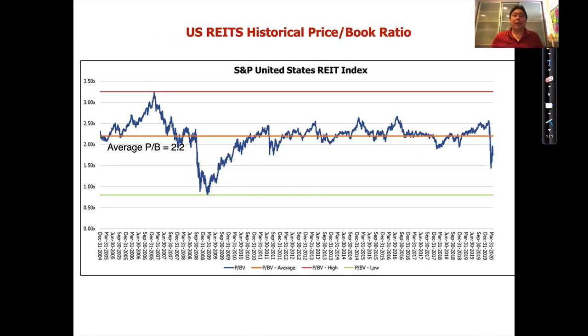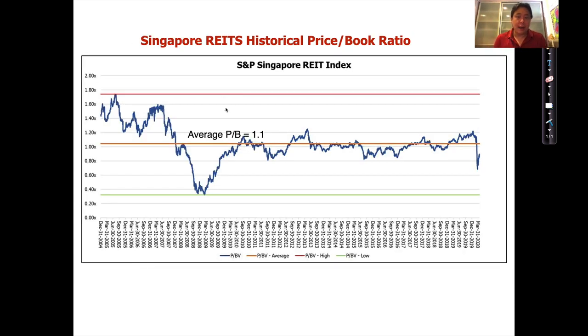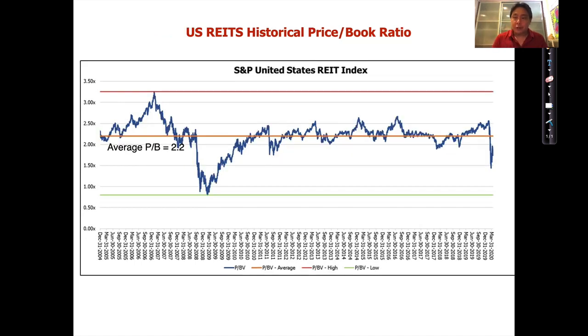All right, now let's take a look at US listed REITs. For US REITs, you can see the price to book ratio is quite different, right? For Singapore REITs, the average is 1.1, but for the US, the historical average is 2.2. So for US REITs, 2.2 is considered fair price. Above 2.2 is expensive, below 2.2 is cheap. But the yield measurement remains the same. I only invest if I get a dividend yield of more than 5%. If it's below 5%, I don't find it worth it.